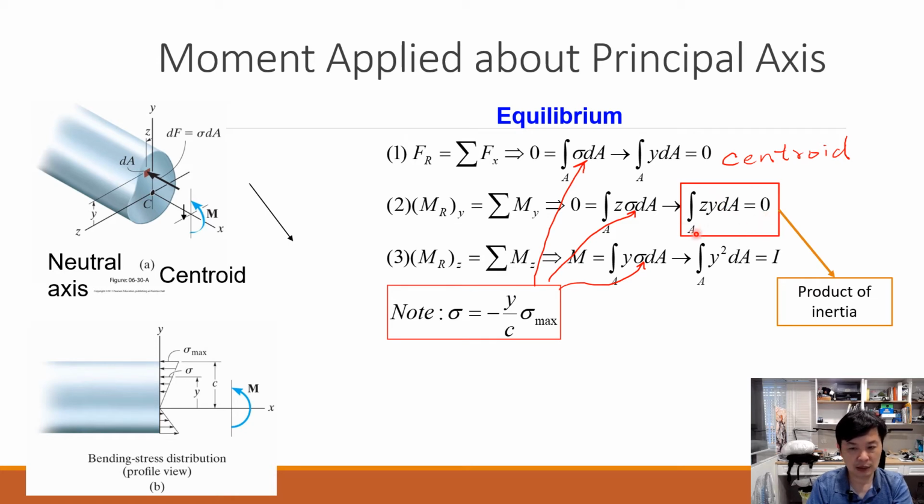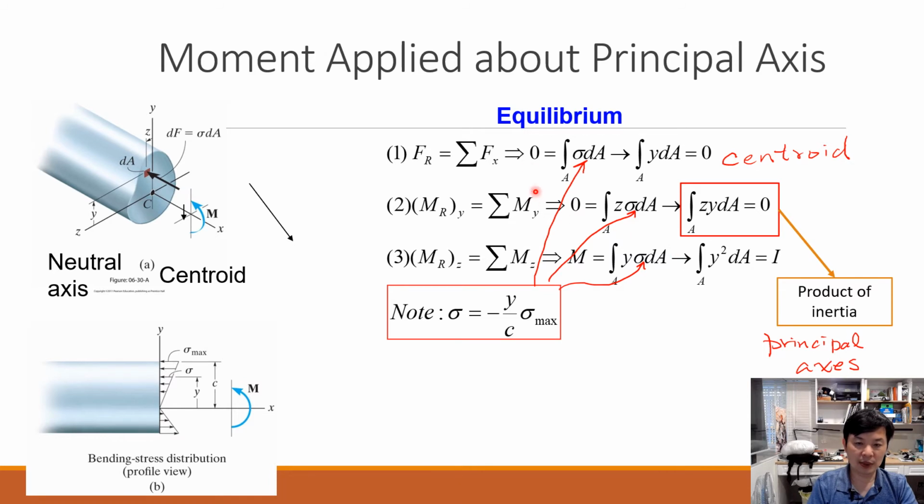And what's the definition of this special integration we never learned before? It's called product inertia. And this equation is actually used to determine our principal axis. Okay, we have two. All right. After we determine all of these, the final equation we have already known from the previous section. This is the one to determine our moment of inertia I.